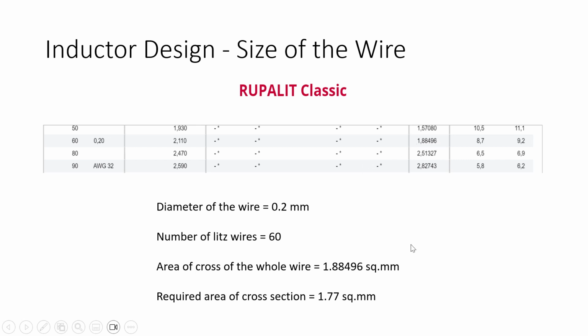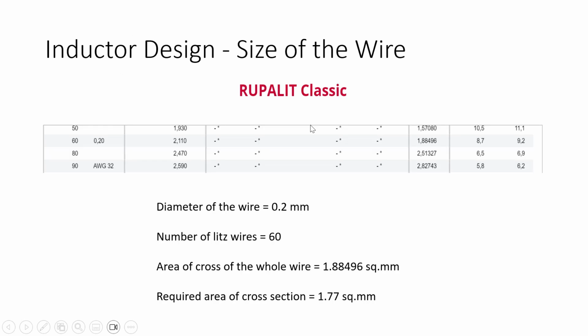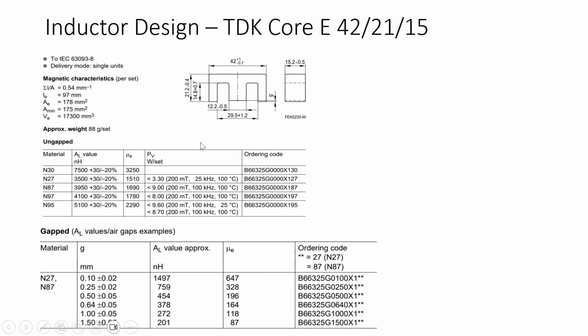I have given this data here. The diameter of the wire is this one, the number of litz wires is 60, and the cross sectional area is this value, and the required cross section area is this one as calculated here. So we can use this wire for our application.